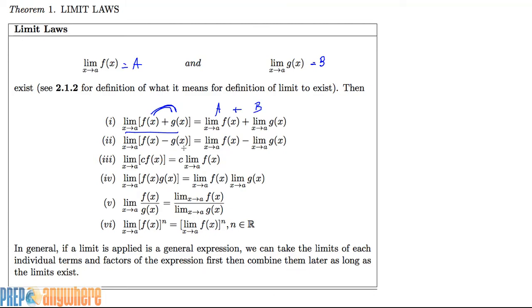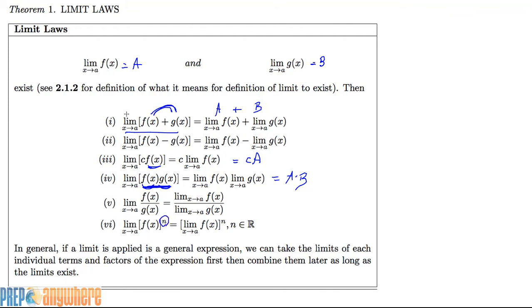Same with subtraction. Okay, with multiplication, right? If you have a constant multiplied to the function, you know that the limit of f is equal to a, so you can just say this is equal to c times a, because you can evaluate the limit of f(x) first. This works for multiplication as well. If you have a product of f(x) and g(x), and you take the limit of that, it's just going to equal a times b. Okay, it works for division as well, and it works for the power of n as well.